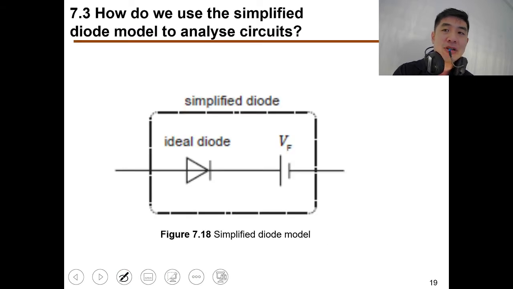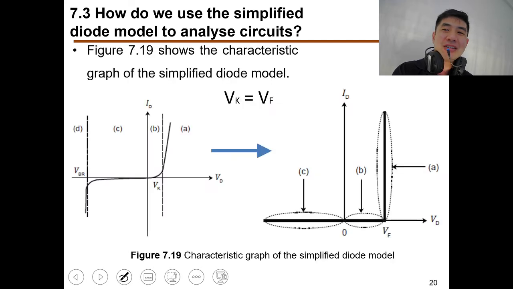Then the simplified diode model over here. You have this particular diagram. Basically, this diagram is just telling you that there's an ideal diode with a forward voltage. That's it. It will only operate after the forward voltage is achieved. This diagram is just trying to tell you this. But if it's very confusing, don't bother about this. Basically, remember, this is the simplified diode model.